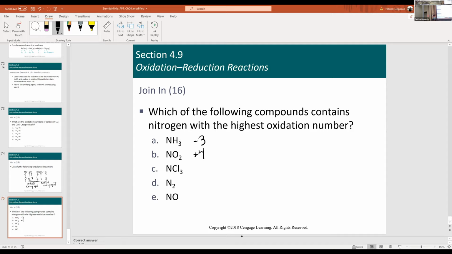Nitrogen here, you say -3? Not negative, but positive, right? You're thinking the chlorines are -3, you're right. But the nitrogen would have to oppose that, which would be +3. N2, 0, good, elemental form. Nitrogen here, +2, awesome. So then the highest one would be NO2.